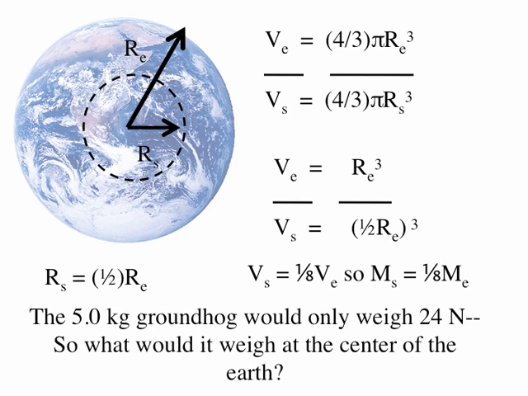Therefore, using 1/8 the mass of the Earth, we could calculate that the groundhog would weigh only 24 newtons, not the 500 newtons that we initially theorized. So, applying this concept further, what would the groundhog weigh if it could actually get to the center of the Earth?